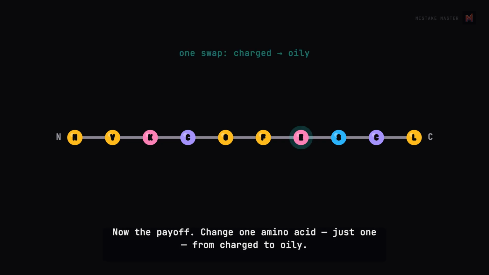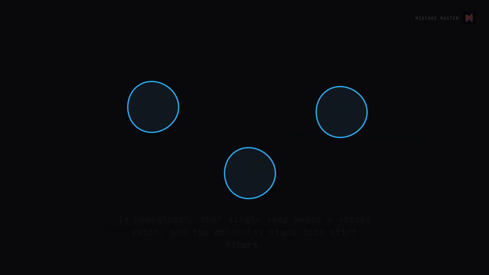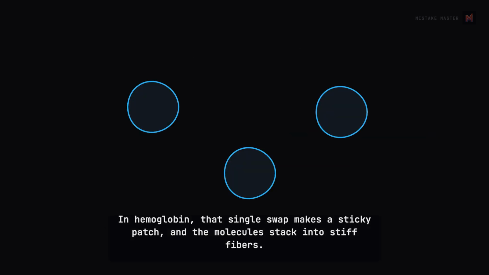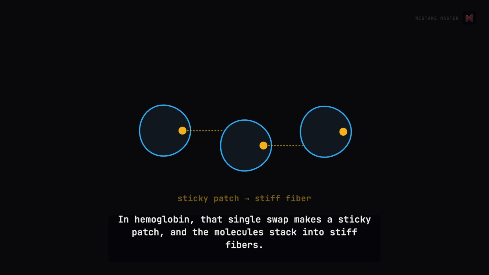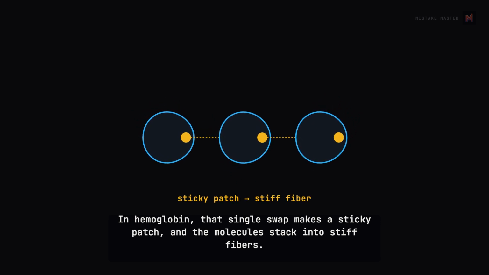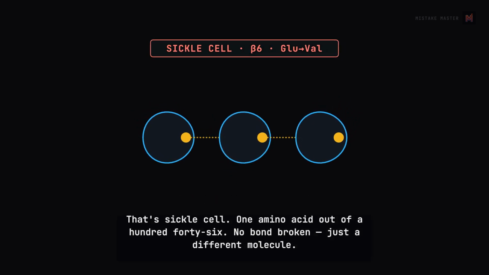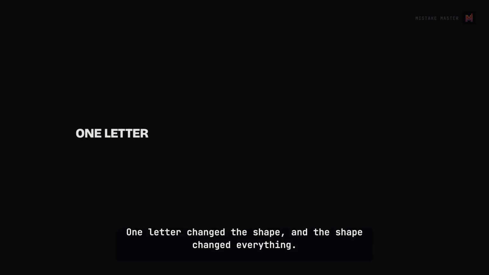Now the payoff. Change 1 amino acid, just 1, from charged to oily. In hemoglobin, that single swap makes a sticky patch, and the molecules stack into stiff fibers. That's sickle cell. 1 amino acid out of 146. No bond broken, just a different molecule. 1 letter changed the shape, and the shape changed everything.